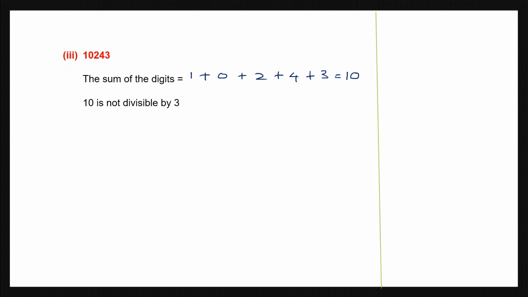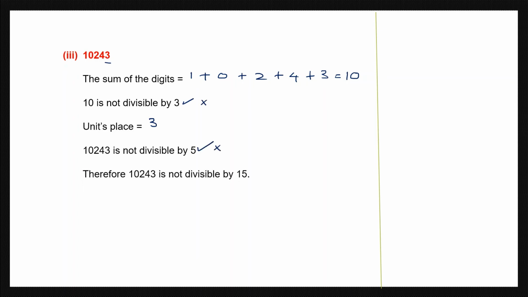Let's see whether it's divisible by 5. In the units place, we have 3. And as we know, 3 is not divisible by 5. So this number is not divisible by 5. So we did the test for 3, but it's not divisible. We did the test for 5 and it's not divisible. That means this number is not divisible by 15.